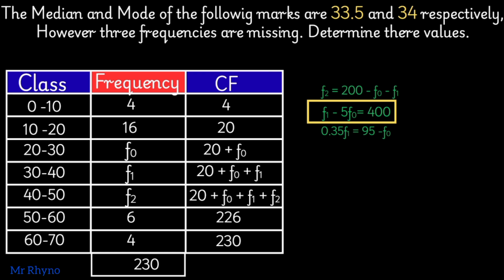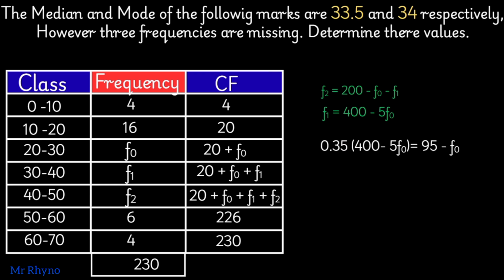Now considering this second equation, we shall make f1 the subject, so that we have f1 being equal to 400 minus 5f0. Now in this third equation, we substitute f1 with this value. So we have 0.35 multiplied by 400, that is 140, then 0.35 multiplied by negative 5f0, that gives negative 1.75 f0, then is equal to 95 minus f0.